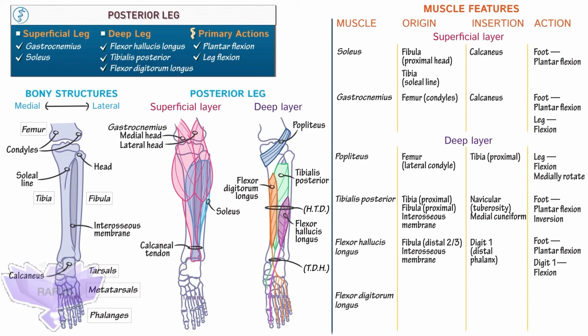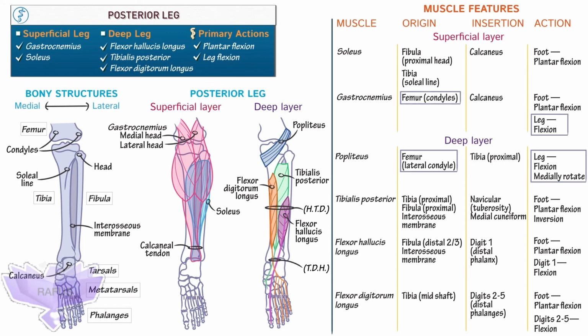Flexor digitorum longus arises from the middle tibial shaft and inserts on the distal phalanges of digits 2 through 5. It flexes the corresponding toes and plantar flexes the foot. Now let's tie together structure and function in the posterior leg. First, indicate that because popliteus and gastrocnemius arise on the femur and therefore cross the knee, they act on the leg. Highlight that each muscle, except popliteus, plantar flexes the foot.